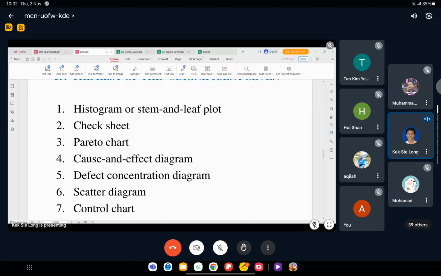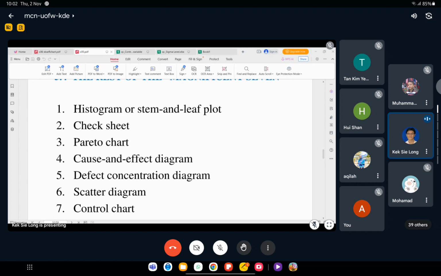Maybe the third one you are not familiar with, but I have explained to you. I have shown some examples of the Pareto chart to you. Hopefully, next time you see that chart, you know this is the Pareto chart. And the fourth one, cause and effect diagram. There's a name for this diagram. It's called the Ishikawa fishbone diagram.